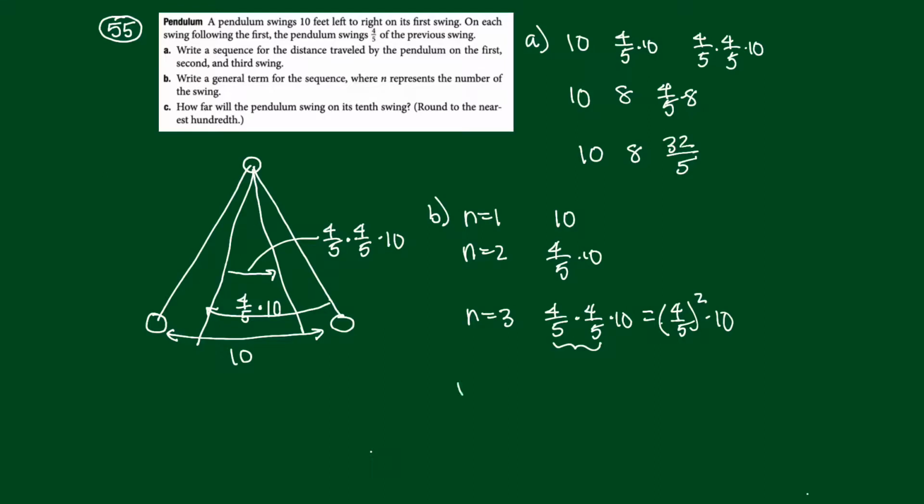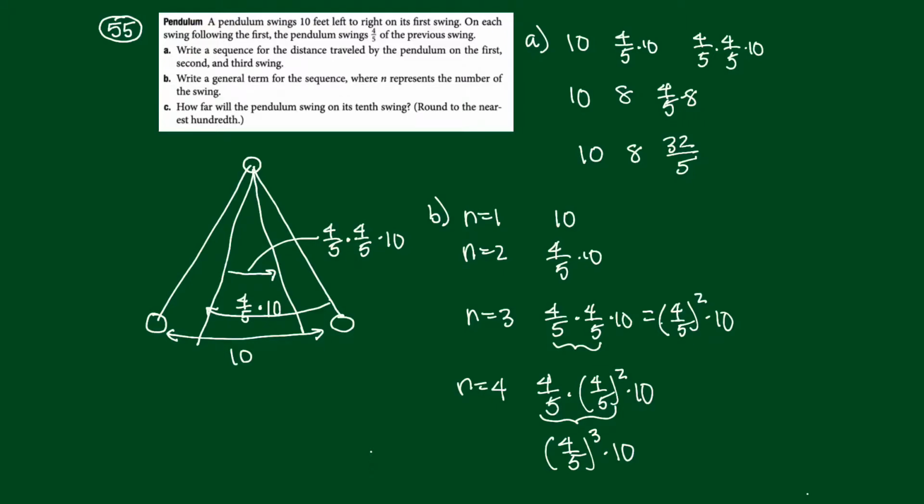And then what about n equals 4? I think we'll see the pattern here. At n equals 4, it's going to be 4/5 of what? The previous one, which is this one right here, right? So it's going to be 4/5 of 4/5 squared times 10. But 4/5 times 4/5 squared is 4/5 cubed times 10. Now we're probably seeing the pattern here.